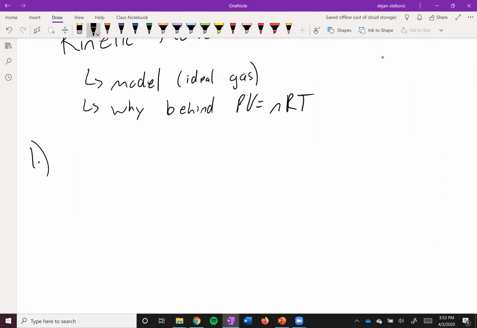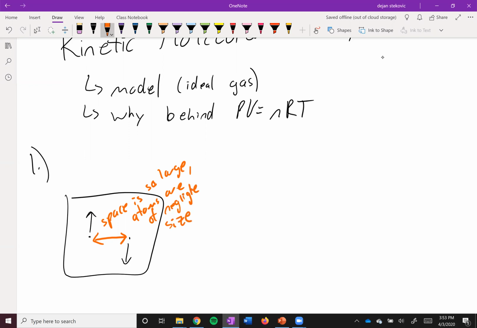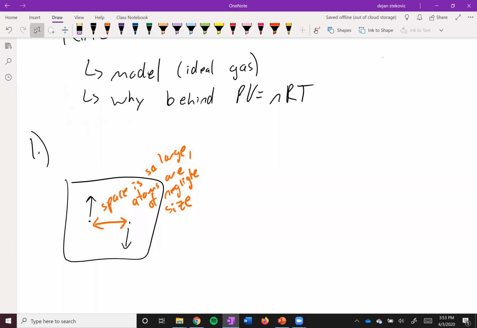So let's take a look at the first thing that we assume. Again, we're in our little container here, and I'm just going to draw the gas molecules as tiny little dots. That's one of the assumptions that we make in kinetic molecular theory, and it's pretty good most of the time. The space is so large that atoms are of negligible size. Basically, we just assume that the atoms take up essentially no volume because they're so tiny relative to the space in between them.